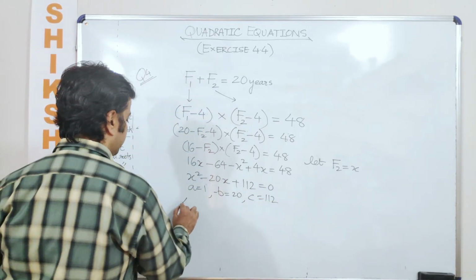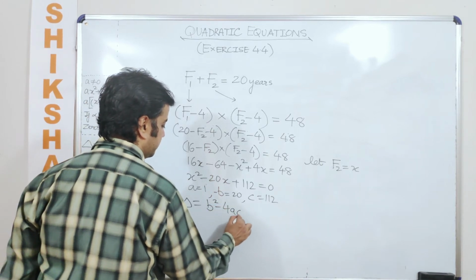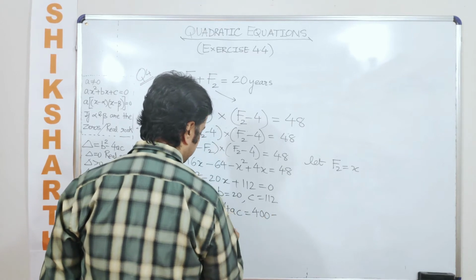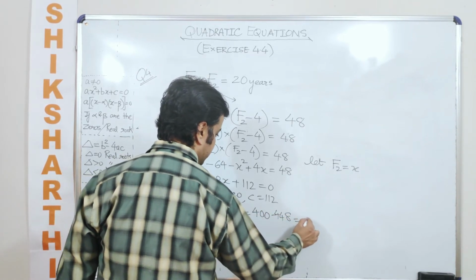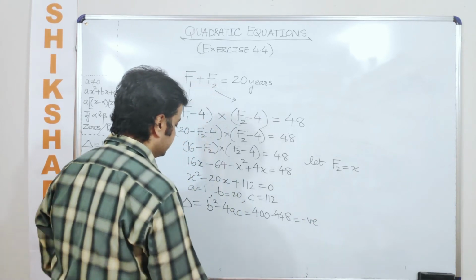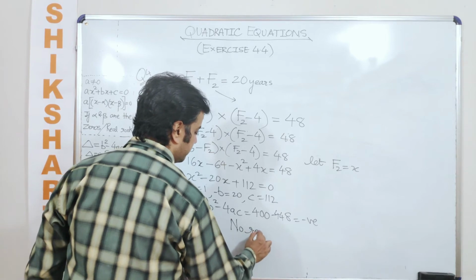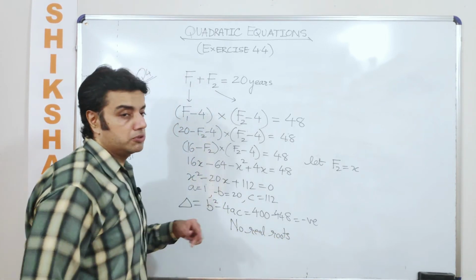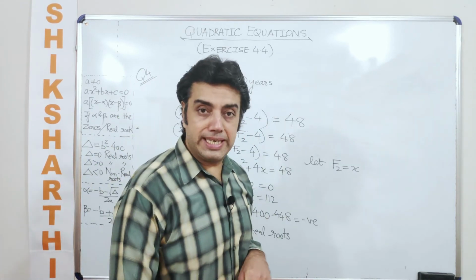Let's get the value of delta from here. So delta is equal to B square minus 4AC, which in this case is 400 minus 448, which becomes negative. Since delta is negative, that means no real roots. That means this situation is not possible. Hope you understood this question. Let's move on to the next question.